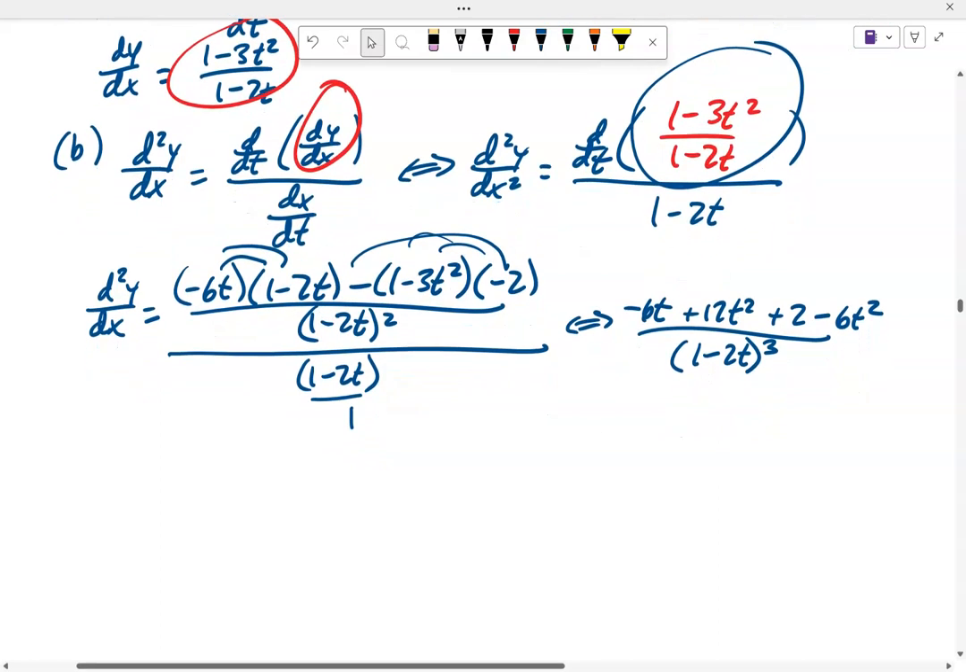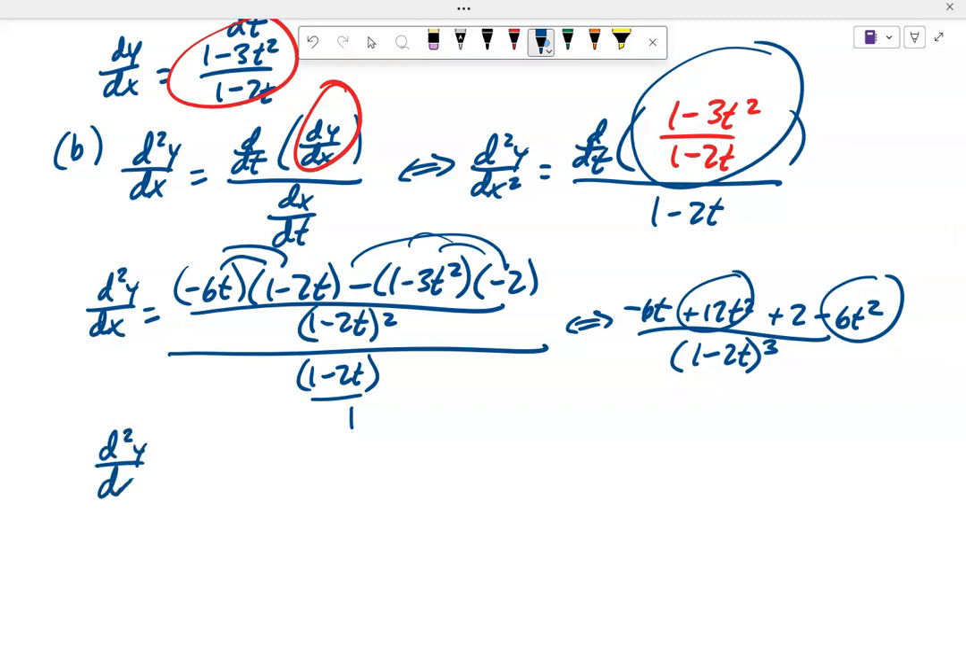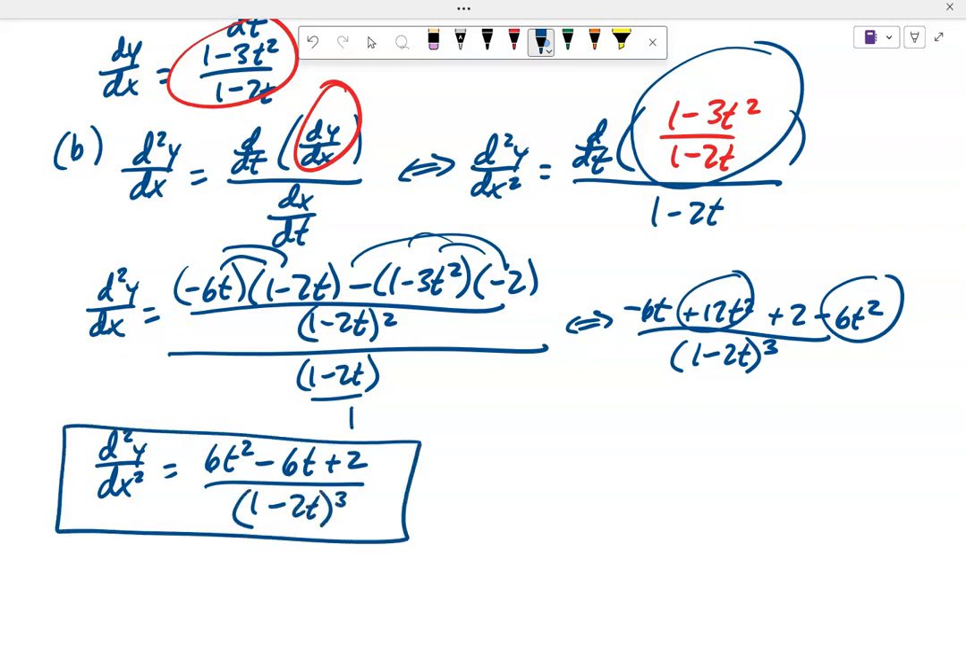And so let me combine like terms here. The second derivative is 6t squared minus 6t plus 2 over (1 minus 2t) cubed. And there's our second derivative.